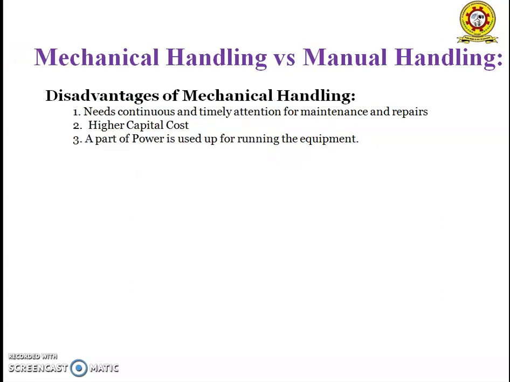And the disadvantages of mechanical handling are: it needs continuous and timely attention for maintenance and repairs, and a higher capital cost is required. A part of the power is used for running the equipment.